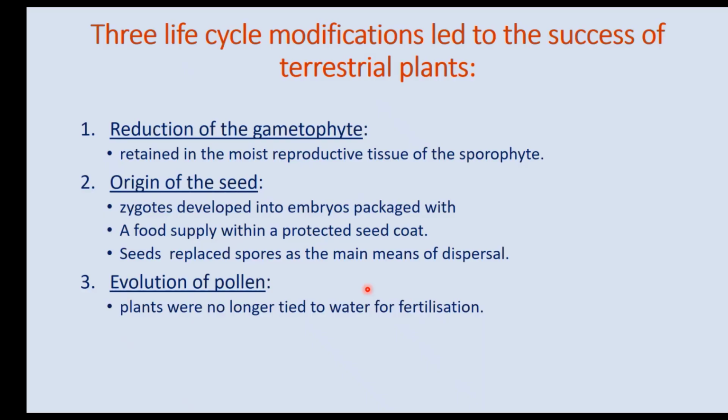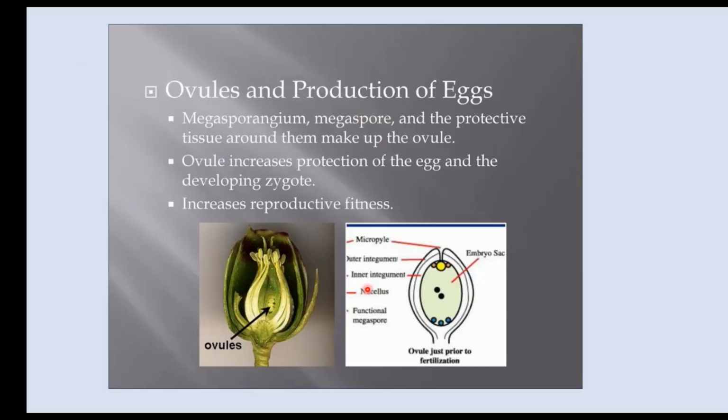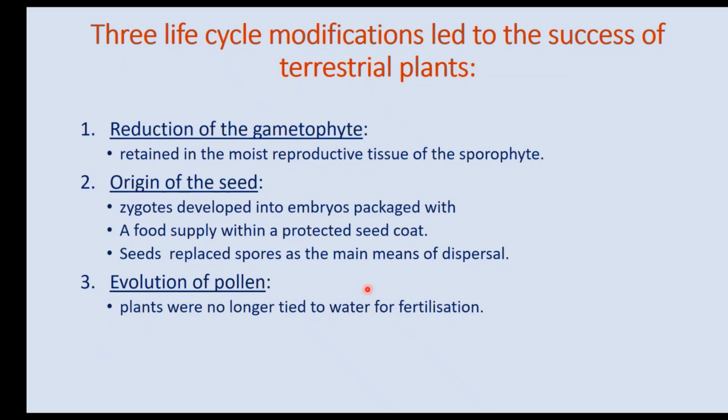Then there are three life cycle modifications which led to the success of terrestrial plants. We talk of the reduction of the gametophyte, which is retained in the reproductive tissue of the sporophyte, and the origin of the seed, where zygotes develop into embryos packaged with a food supply within a protected seed coat, like we just mentioned. And seeds replace spores as the main means of dispersal.